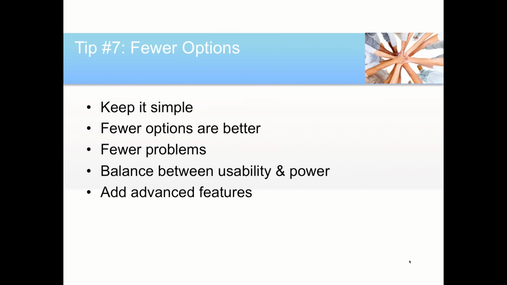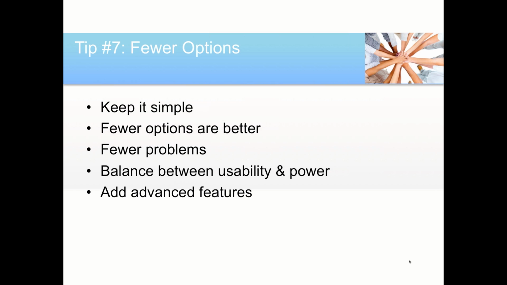Tip number 7 is fewer options is almost always better. And I'm going to say fewer options is always better. When you're designing a user interface, keep this simple rule in mind. The fewer options there are, the fewer problems users will experience. You'll also be presenting less information to them, which will make it less overwhelming.